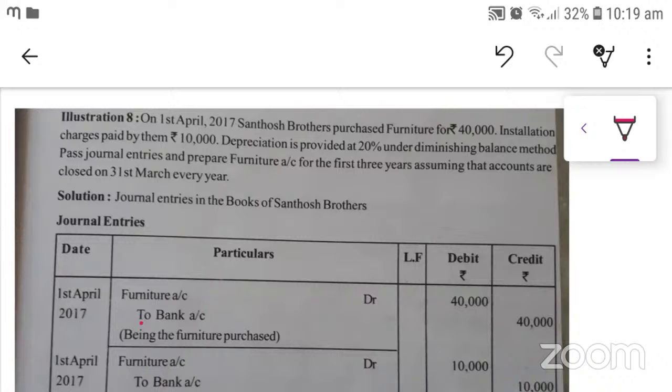Depreciation is provided at 20% under the diminishing balance method. Okay, under the diminishing balance method, the rate of depreciation is 20%. They have mentioned to calculate the depreciation under the diminishing balance method. First we have to pass journal entries and prepare the furniture account. For the first 3 years, we have to provide depreciation.